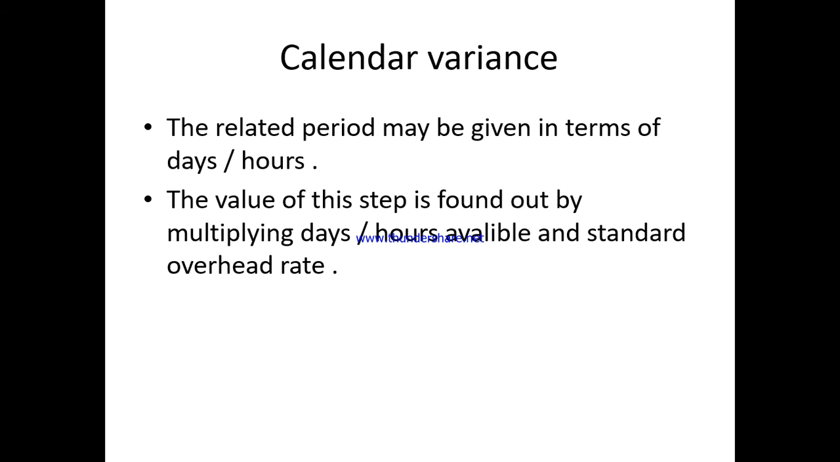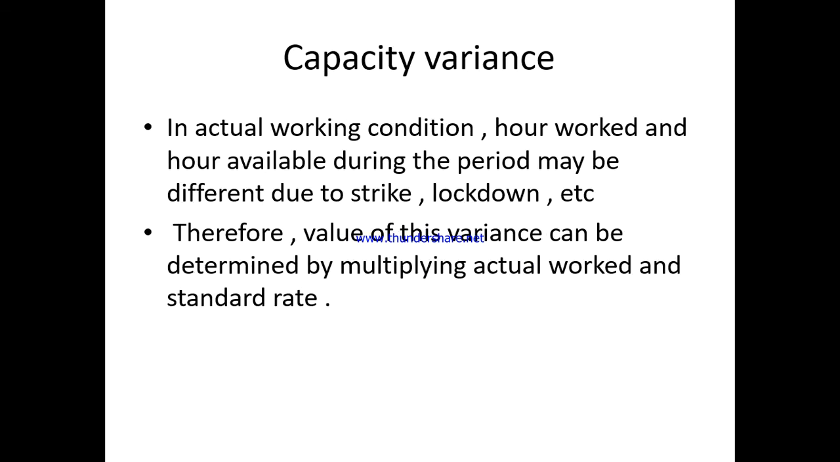Calendar variance. The related period may be given in terms of days and hours. The value of this variance is found out by multiplying days and hours available and the standard overhead rate. Capacity variance. In actual working conditions, our work hours available during the period may be different due to a strike. Therefore, the value of this variance can be determined by multiplying actual work hours and the standard rate.